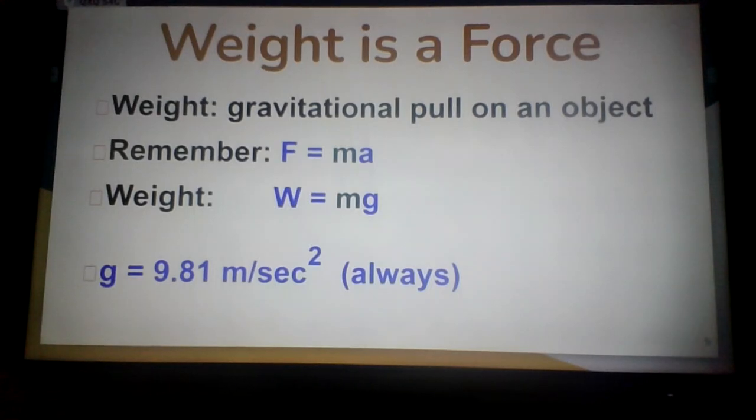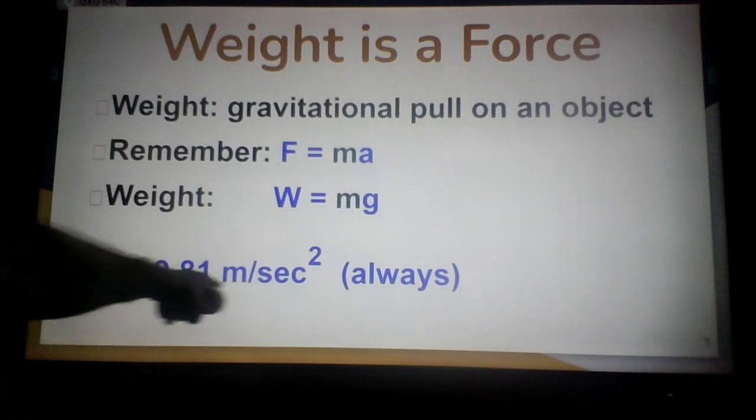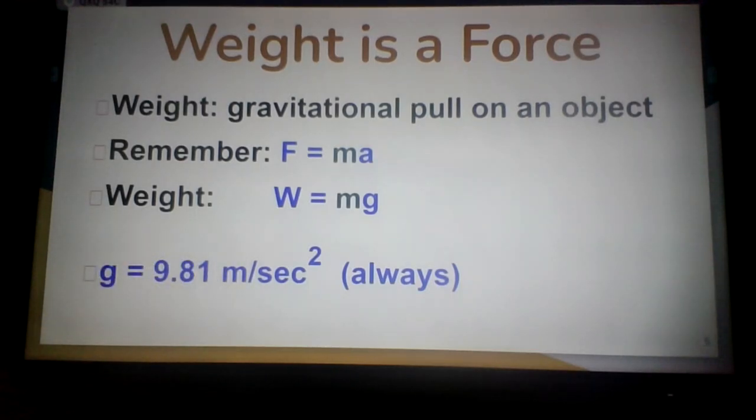And remember that gravity's number is always 9.81 meters per second squared in the Earth's atmosphere. Okay? Now, other planets have different rates of gravity because those planets have different masses. But the Earth's gravitational pull is always 9.81 meters per second squared. As long as we're talking about on the Earth, we'll never have to figure out G. We may have to figure out M, and you're going to see an example of that in just a minute. But weight equals mass times gravity, and that comes from force equals mass times acceleration, Newton's second law of motion.